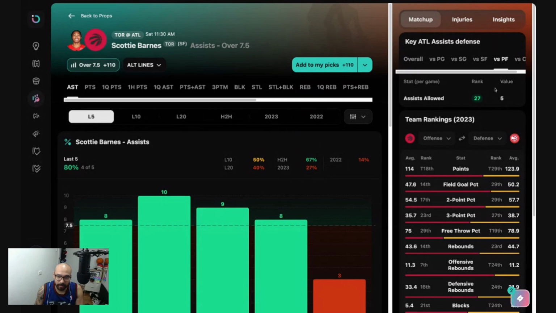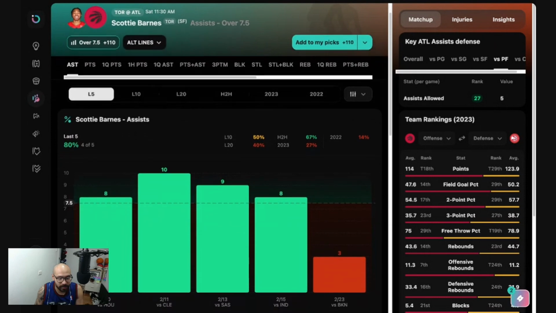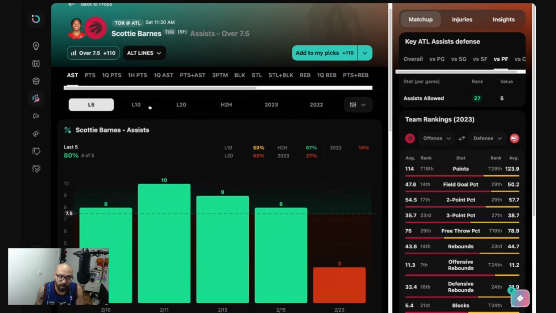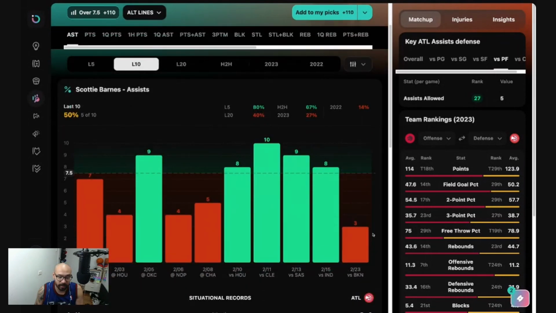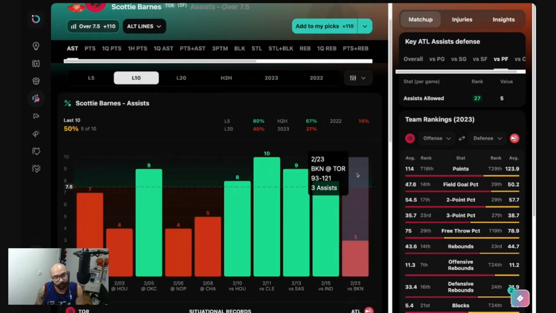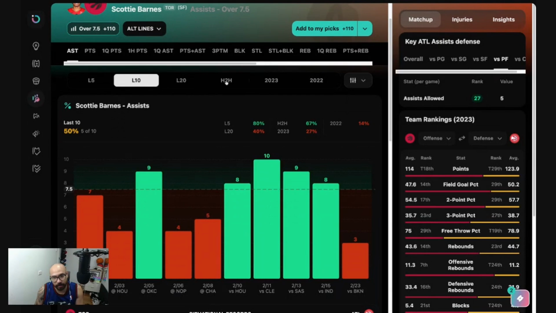In terms of the matchup, the Hawks are now the 4th most assists to power forwards on the season. Scotty Barnes has hit this in 4 out of his last 5. He's only hit this in 5 out of his last 10, though. And in his most recent game against Brooklyn, even though they won by almost 30 points, he only had 3 assists. But I know that Brooklyn is a difficult matchup for power forwards. So Scotty Barnes has a good chance to bounce back in this one.